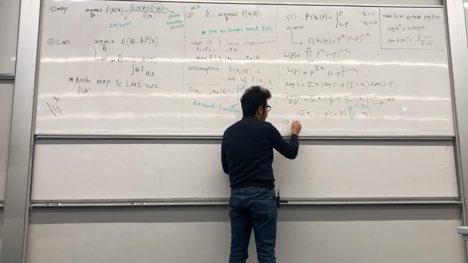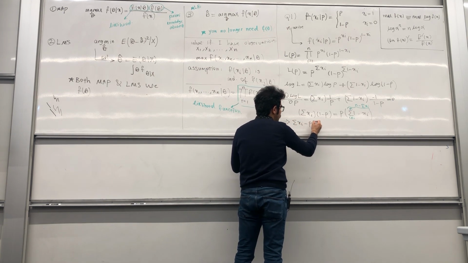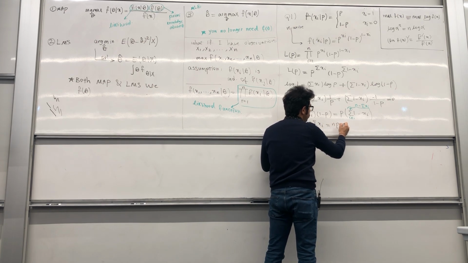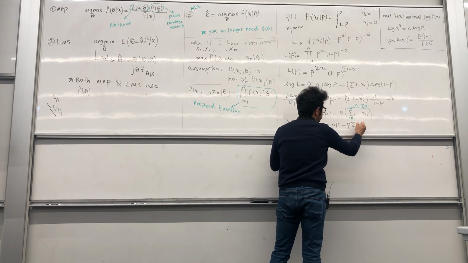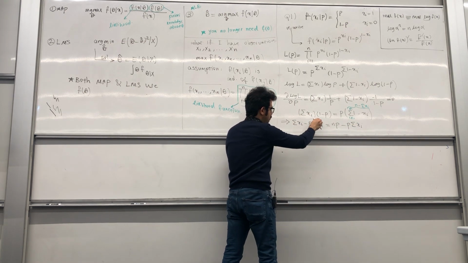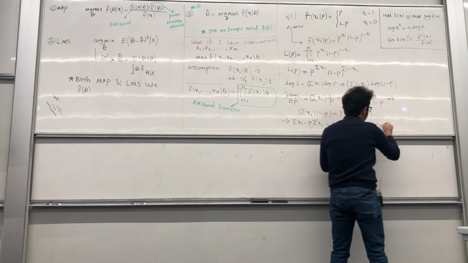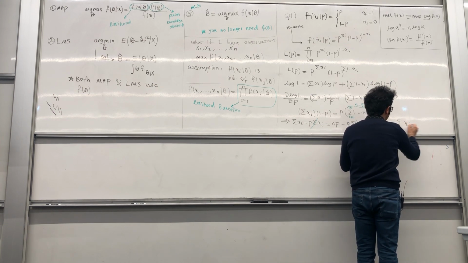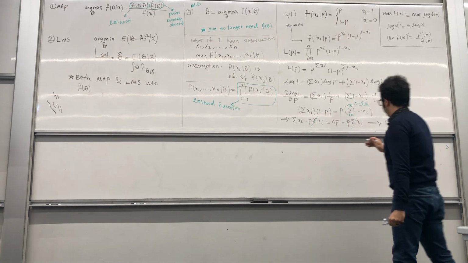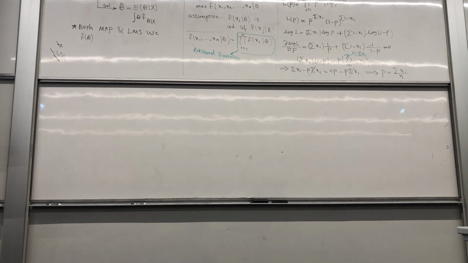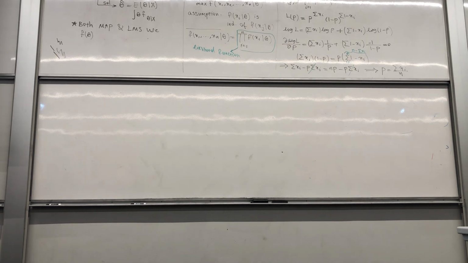Let's expand it. I have summation of xi minus p times summation of xi equal to n times p minus p times summation of xi. So these two terms cancel out, and I have p equal to summation of xi over n. So I found the best estimation for p based on the likelihood: the maximum likelihood estimator. Any questions?